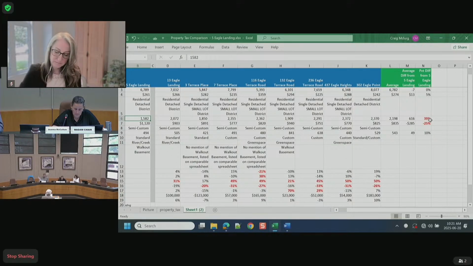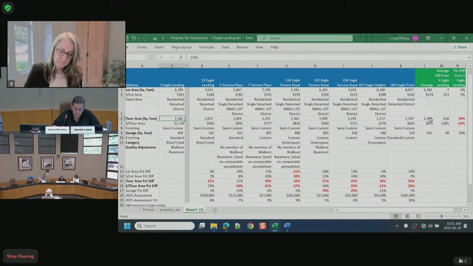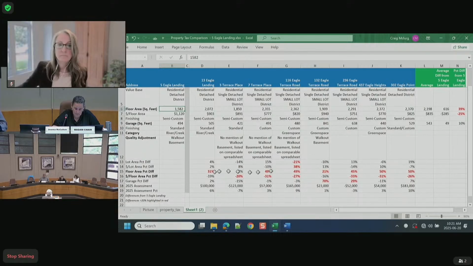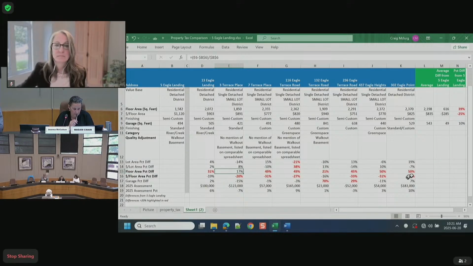However, the floor area, the average floor area across all these comparable properties is 39% bigger than 5 Eagle Landing, and the dollars per square foot is 25% lower than 5 Eagle Landing. The garage, it's about 10% different. It's not that much different. There are a lot of differences here in the floor area percent difference. You can see highlighted in red, virtually all the properties except for one have, in this case, much larger square foot area, and the dollars per square foot is much, much less.